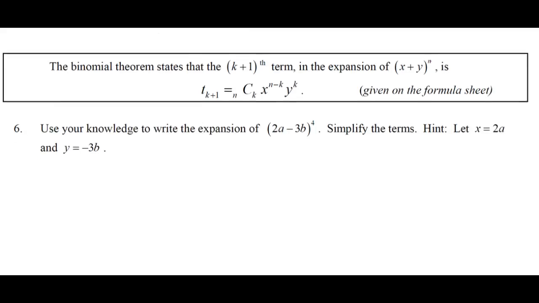All right, so write the expansion of 2a minus 3b to the 4th. So you're thinking, okay, what I'm going to do is x plus y to the 4th. I know how to do that. It's 4 choose 0, 4 choose 1, 4 choose 2, 4 choose 3, 4 choose 4. It's 4 choose 0, x to the 4th. But here's the deal. This is not an x. This is the x. Plus y. This is the y.